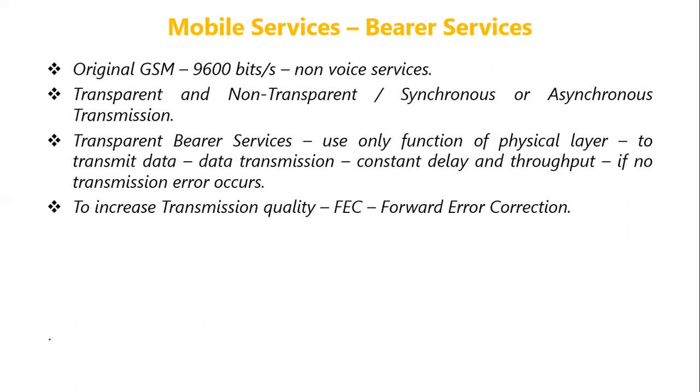Depending on the different forward error correction techniques available, there are different data rates available under this scheme, like 2.4 kilobits per second, 4.8 kilobits per second, or 9.6 kilobits per second. Transparent bearer services do not try to recover lost data. If there is some data loss, the transparent bearer services will not try to recover it. For example, shadowing or interruption due to handover are all ignored by the transparent bearer services.